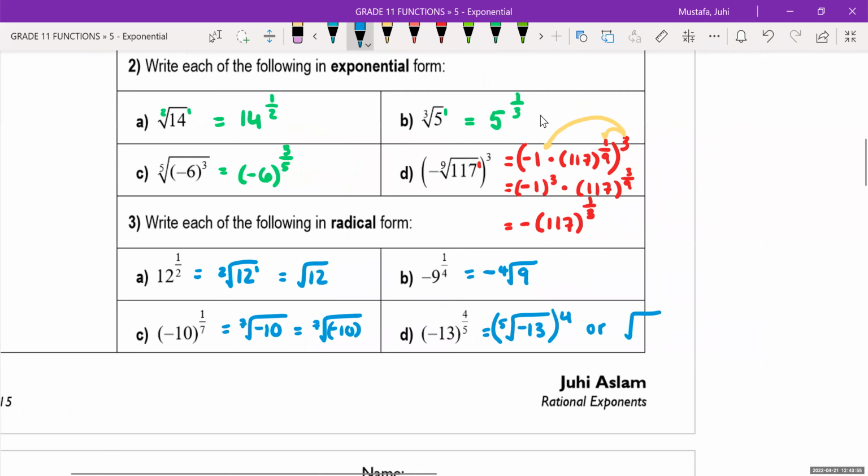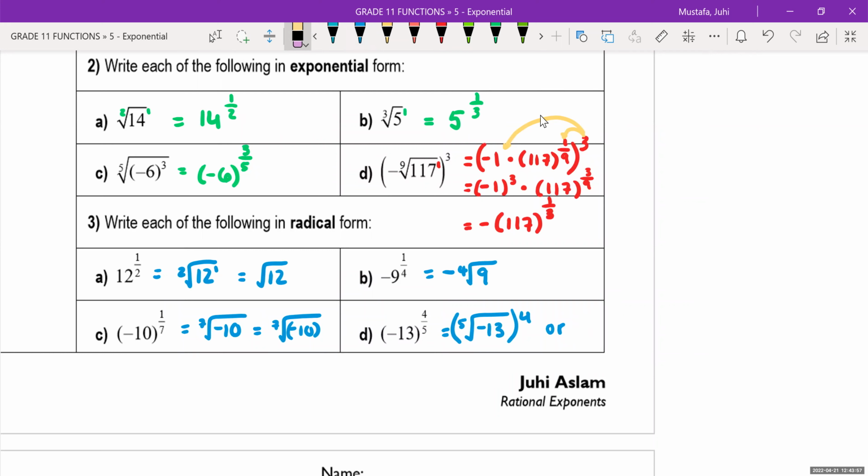And then the same thing for this question. I realized we skipped number 1, and that actually was talking about this. You can write this in one of two ways. You can write this as -13 to the power of 4 index 5, or you can write it the other way. So that 4 can go inside with the -13 with the base, or it can go outside. It still represents the same thing.